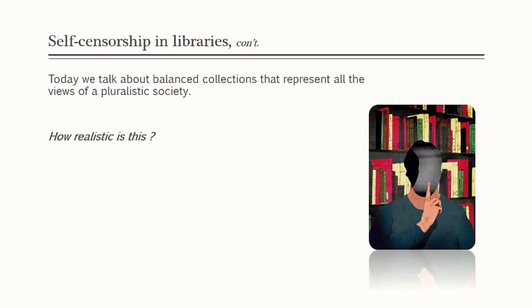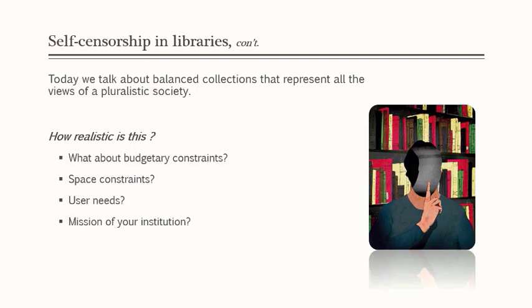It's a wonderful philosophy to have, and we try to stick within those guidelines that ALA provides or the guidelines we set up at our own institutions. But when it comes to practical implementation of this, it's not realistic. We have budgetary constraints, space constraints, user needs, and the mission of your institution. If the mission of your institution does not involve providing for a pluralistic society, then you're not going to, right?